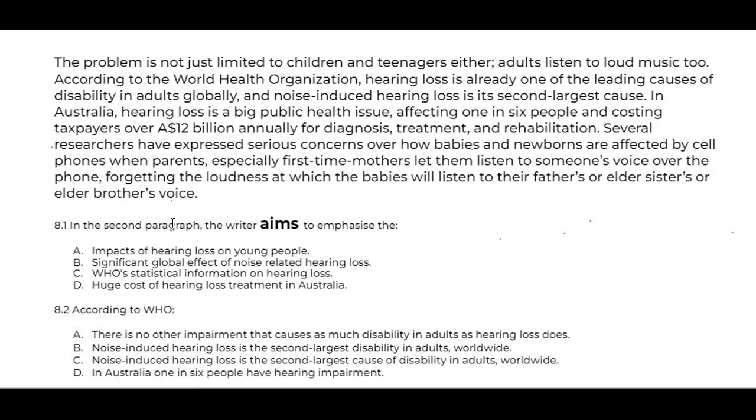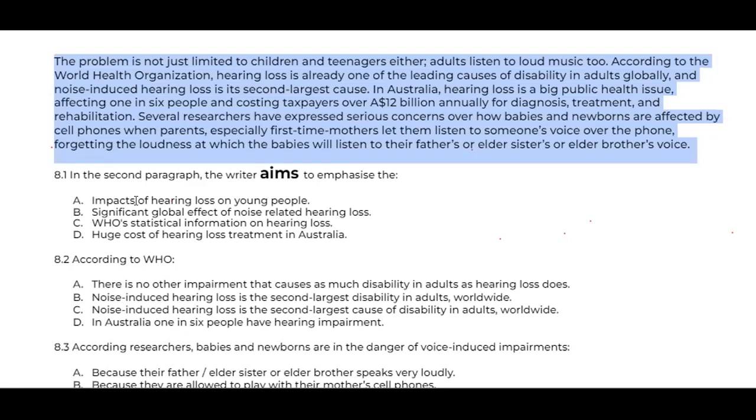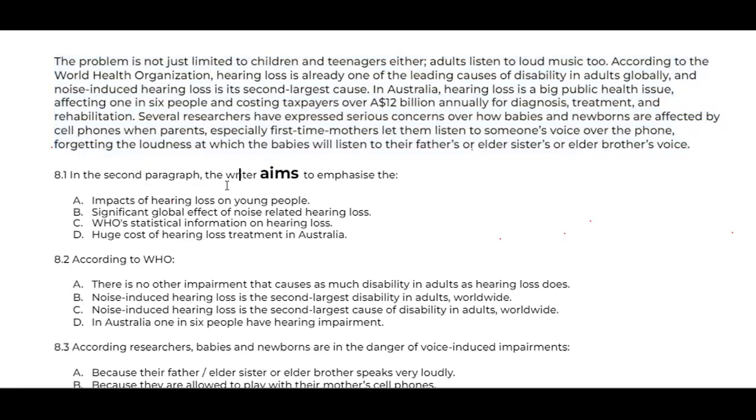Look at this. In the second paragraph, of course, this is the second paragraph, no doubt. There is no doubt about this one. This is the second paragraph. The writer's opinion is asked here. Not your opinion, but the writer's opinion aims to emphasize what is the importance here? Emphasize means what? What is the main point here? The main part. Main. That is the M of the question, an M question connected to the objective. What is the objective of this one? So aim and main part is asked here. Impacts of hearing loss on young people.